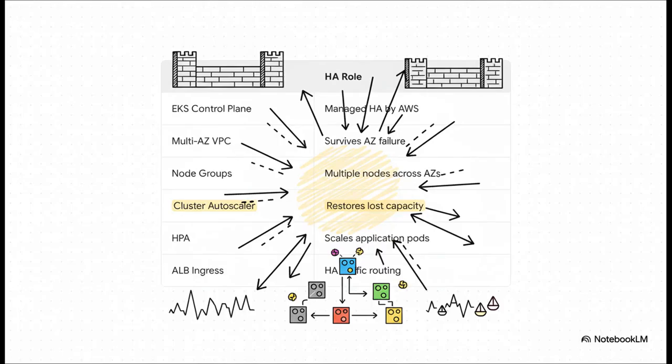So look where the cluster autoscaler fits into our layered model. You see, all the other components are about being resilient, they're static. The autoscaler is the dynamic piece of the puzzle. It is the component that actively restores the capacity you lost. It's not just a scaler, it's the capacity healer.